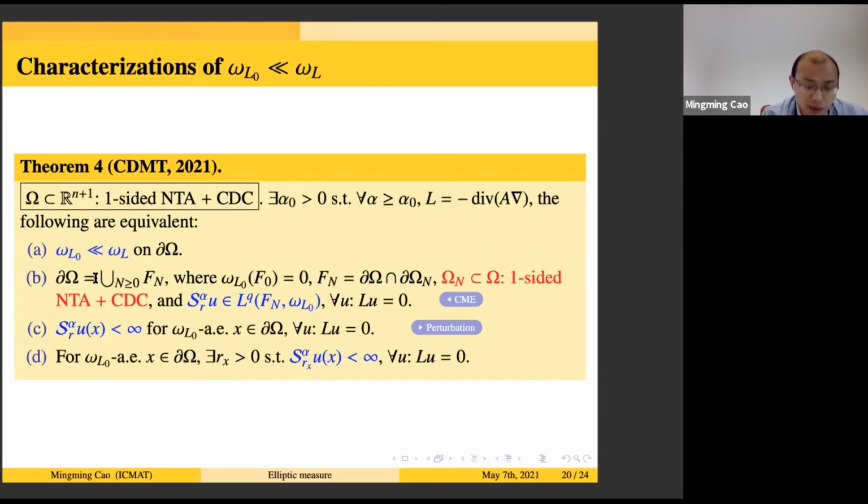It's equivalent to this: we can decompose the boundary into a union of Fn, where the measure of F0 equals 0. Fn can be written as the intersection of the boundary of omega and omega n. Here, omega n is a subdomain with the same properties as omega. And for every bounded weak solution u of L, the truncated square function is in Lq locally with respect to omega L0. This is also equivalent to the truncated square function being finite almost everywhere with respect to omega L0 for every bounded weak solution u of L.